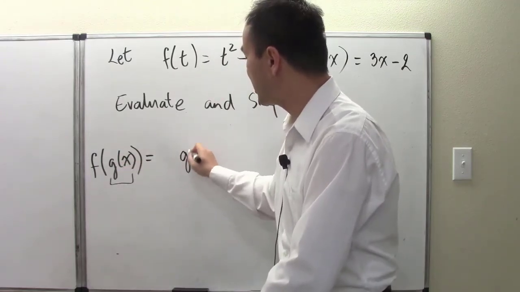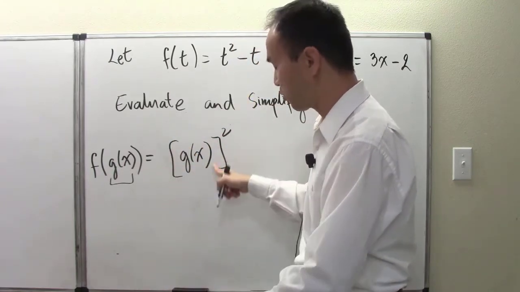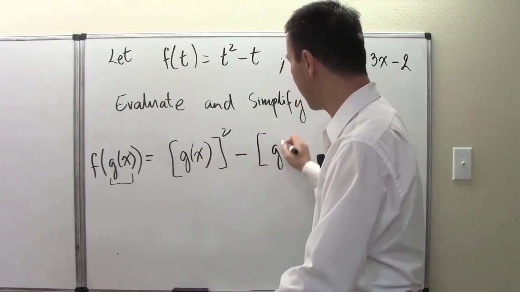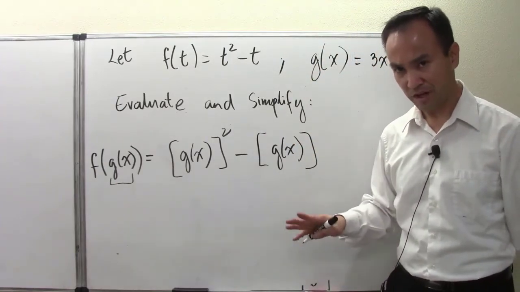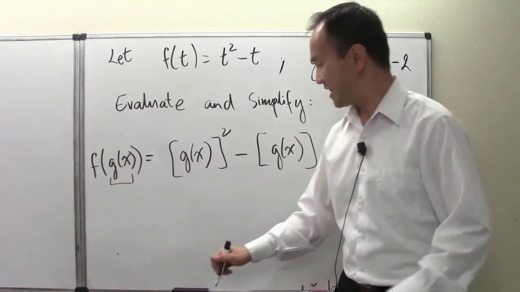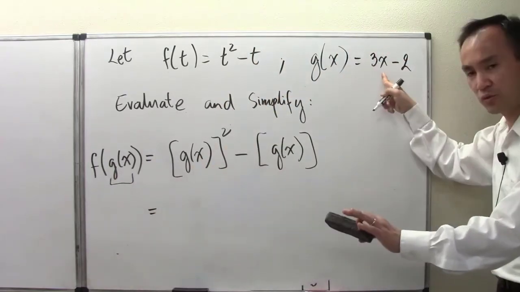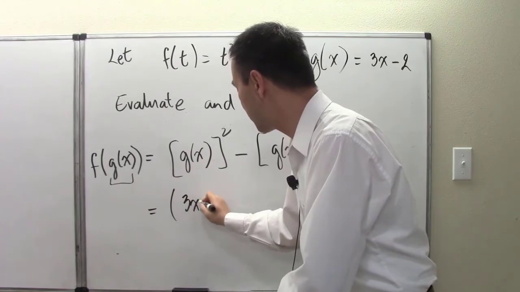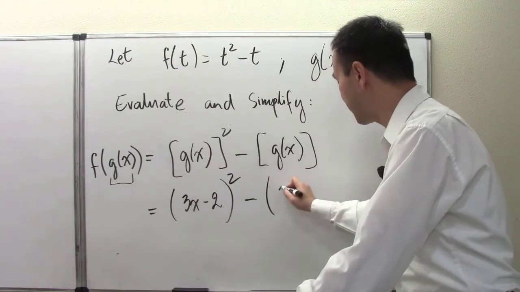So we can go g of x, the whole expression, squared, because the rule says we square the input, and then we subtract the input again. We can lay it down like that, skipping the step of writing f of 3x minus 2. Then in the next step, g of x was previously defined to be 3x minus 2. So now I can write the square of 3x minus 2, minus g of x, which is 3x minus 2.